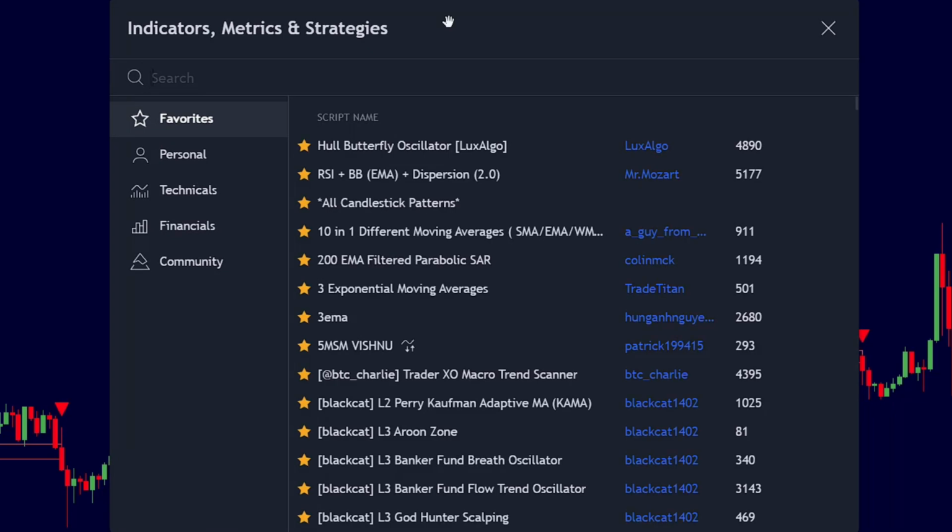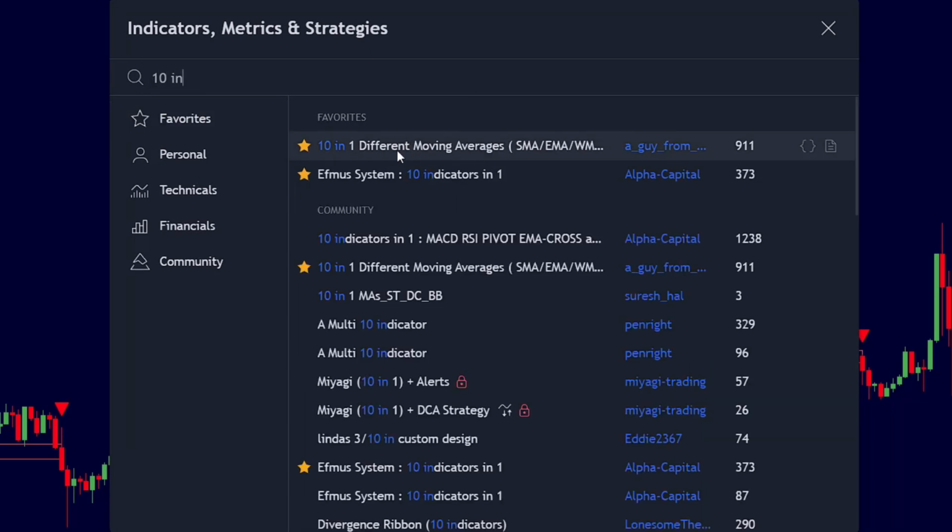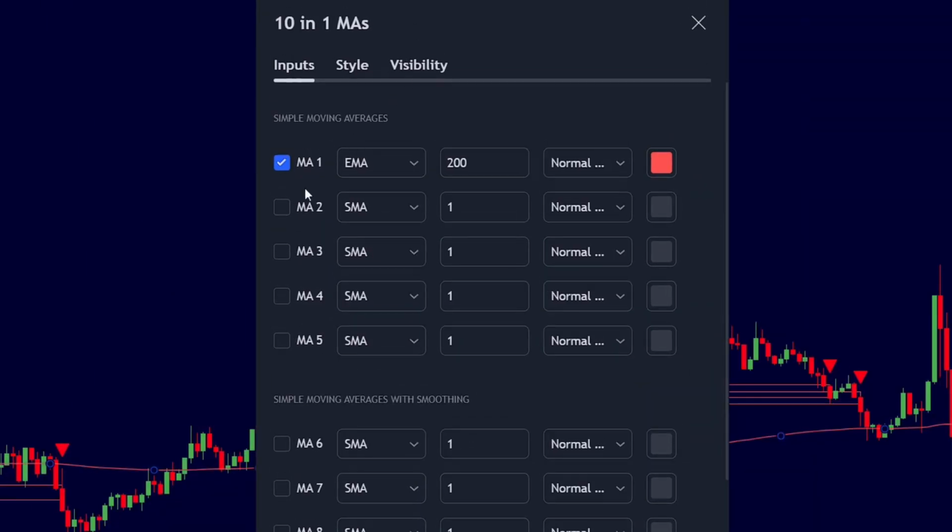Now let's bring in the trusty sidekick I mentioned, the 10 and 1 different moving averages indicator. But we're not done just yet. To really make this strategy shine, we need to fine-tune those settings.